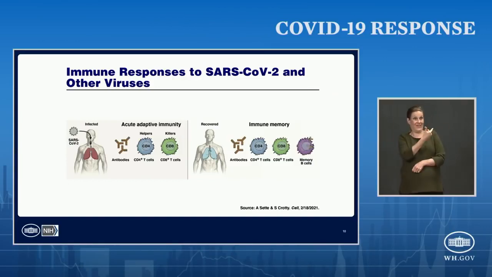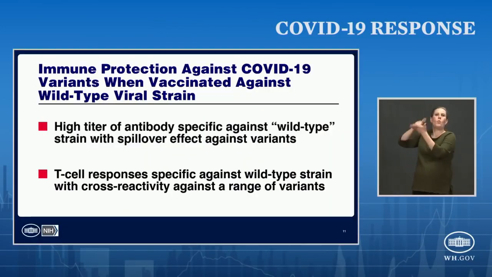In other words, you want to induce immune memory in the form of antibodies, CD4 and CD8 positive T cells, or what we call cell-mediated immunity, as well as memory B cells. Next slide. So what I want to talk about in the next 2 or 3 minutes is the immune protection against COVID-19 variants, which is of obvious concern to us, when you are vaccinated against a wild-type viral strain, namely the common virus in society.